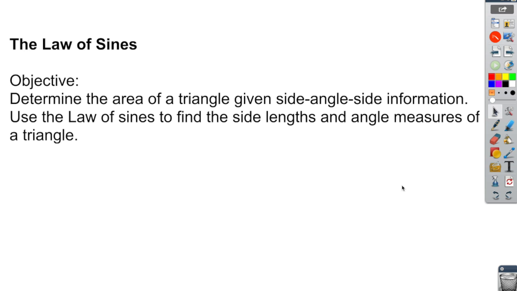To discuss the law of sines. Our objective is to be able to determine the area of a triangle given the side angle side information. We will also be using the law of sines to find side lengths and angle measures of any given triangle. All right, let's get started.